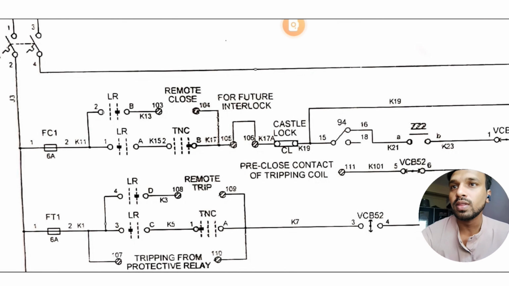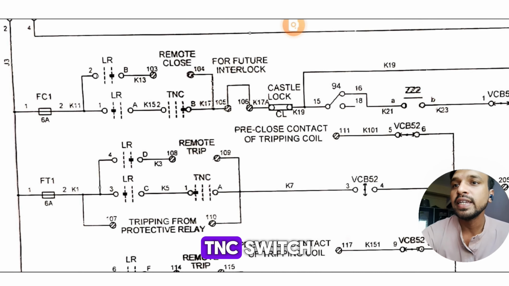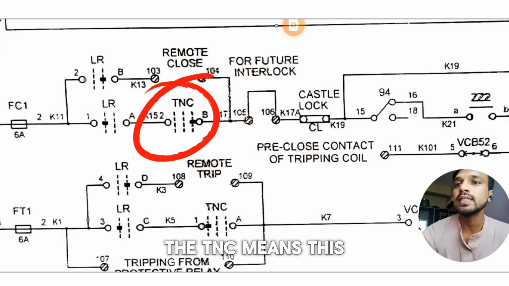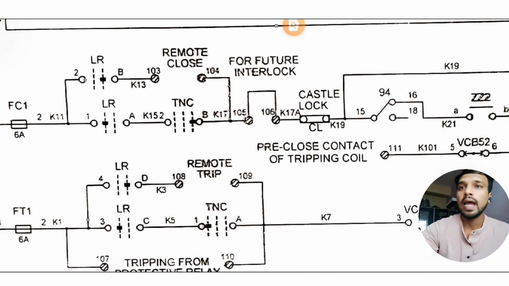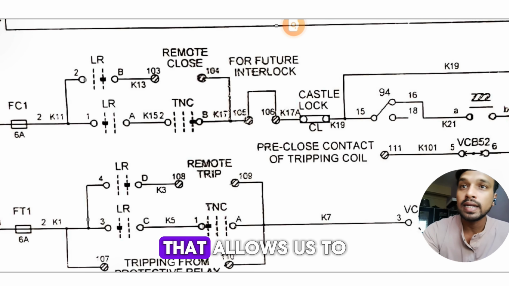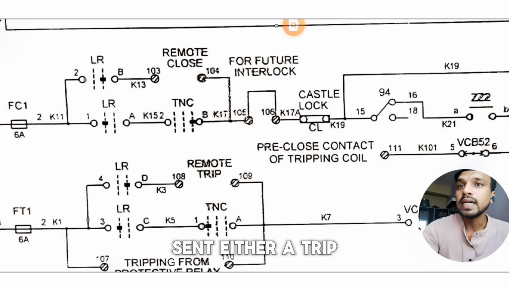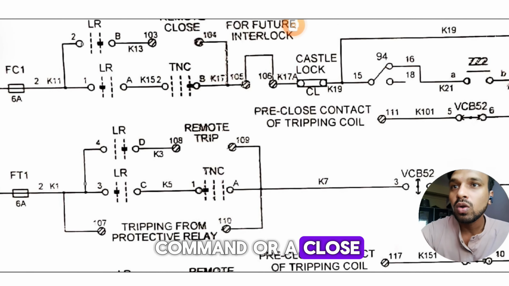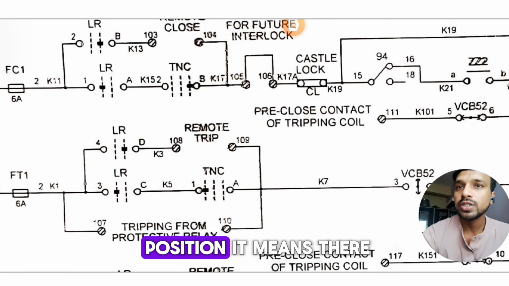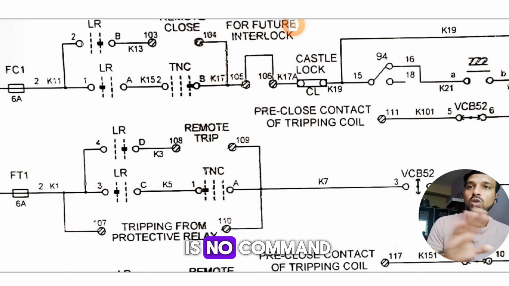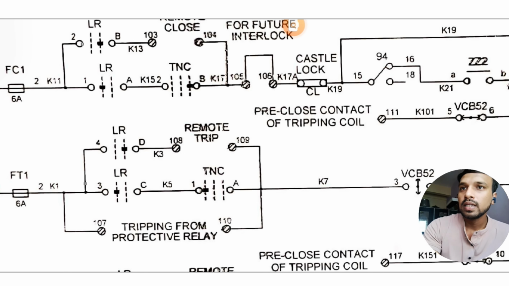Okay, then there is a TNC switch. You can see here, the TNC stands for trip neutral close, and it is a 3-position switch that allows us to send either a trip command or a close command to the breaker depending on the situation. When in the neutral position, it means no command is sent.